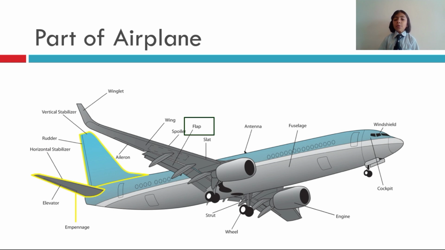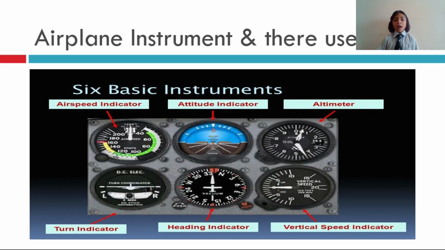Flap. The flaps are used for taking off and landing. Rudder. The rudder helps in the motion of left and right. Now I am going to talk about airplane instruments and their uses.